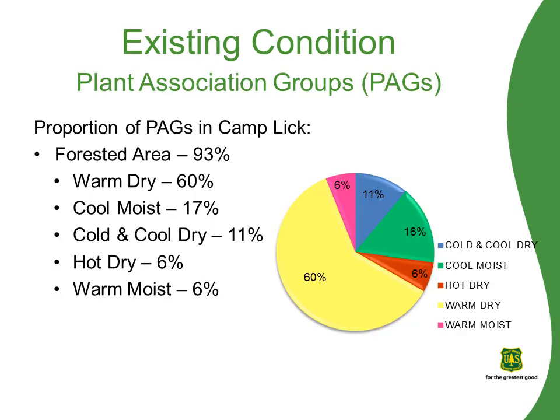Continuing with the warm-dry plant association group, as I said, it is the most common on the Malheur National Forest and also in the project area. 93% of the project area is forested. Forested meaning stands that have at least 10% canopy cover. Of that forested area, approximately 60% of it is comprised of the warm-dry plant association group. This includes most of the ponderosa pine, Douglas fir, and a portion of the grand fir plant associations.